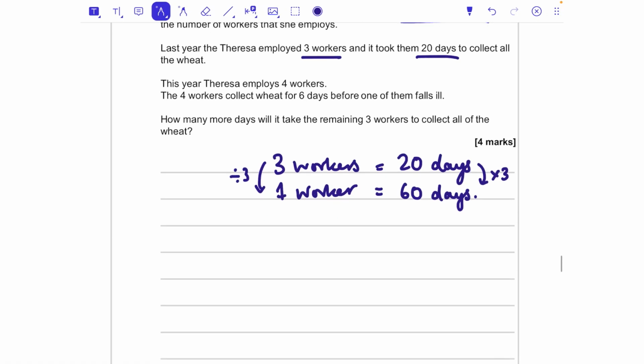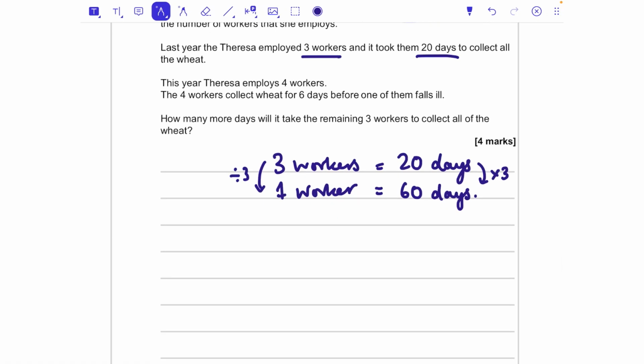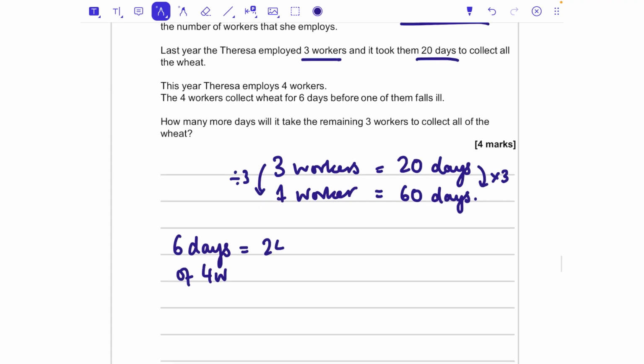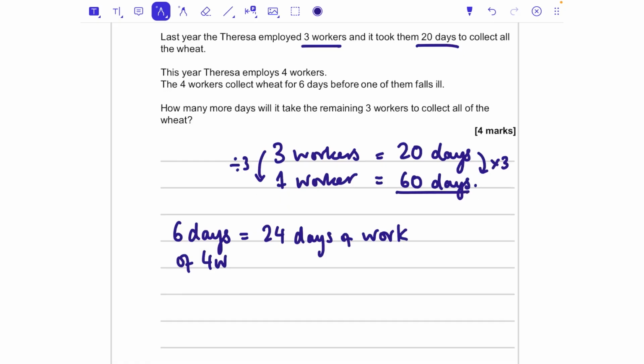So we know in total it takes 60 days of work to collect the wheat from the fields. So this year, Teresa employs 4 workers. The 4 workers collect wheat for 6 days before one of them falls ill. Okay, so in those 6 days, there are 4 people working each day. 6 days of 4 workers equals 24 days of work. Now, we need 60 days of work in total. So 60, take off the 24 days of work that have been done, leaves 36 more days needed.